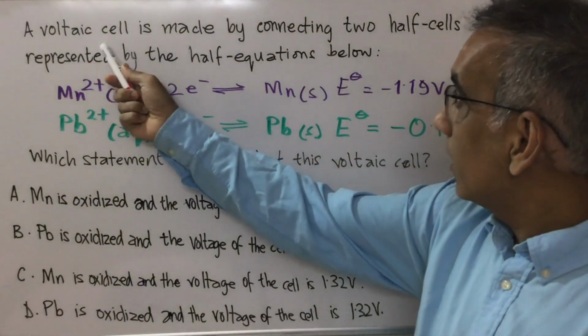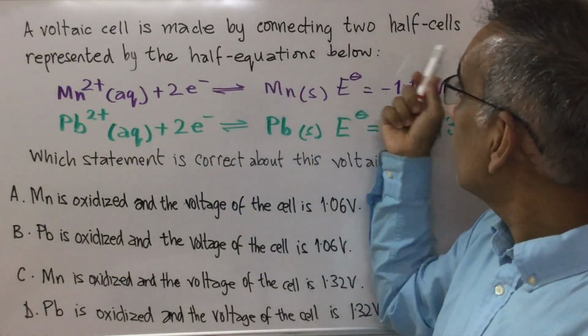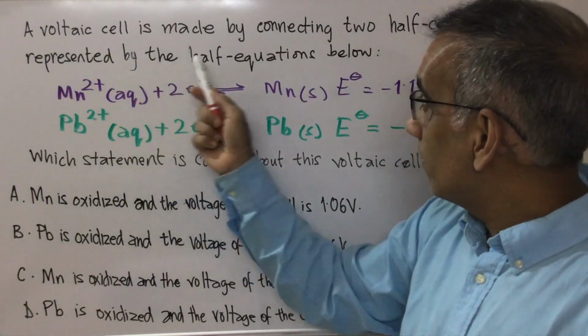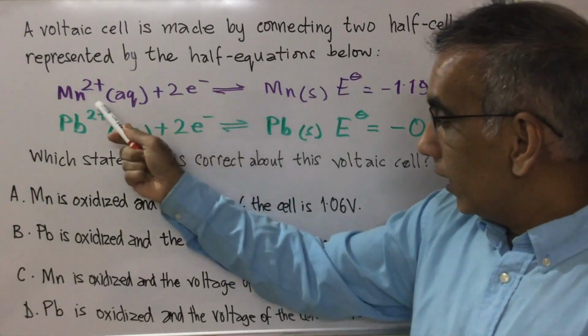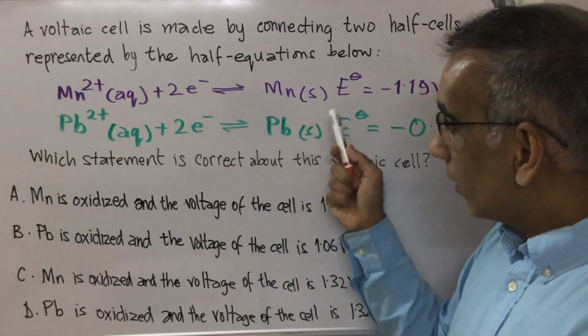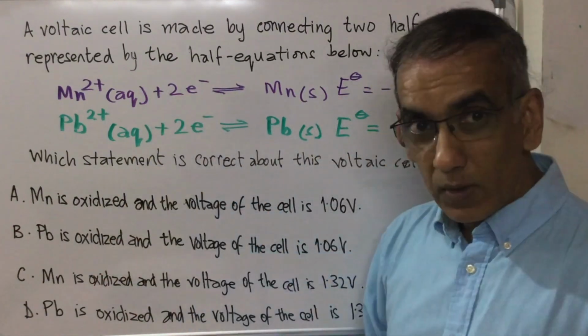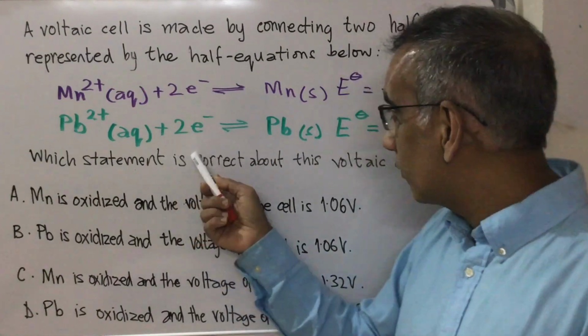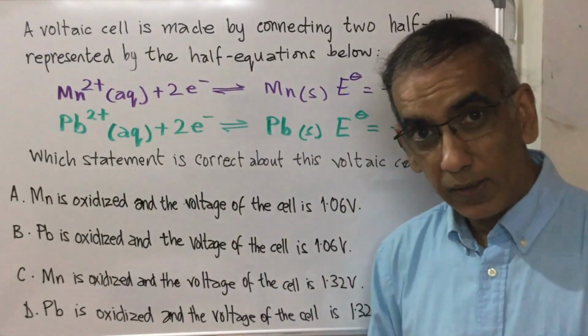A voltaic cell is made by connecting two half cells represented by the half equations below. And here you have manganese accepting 2 electrons to form solid manganese, and lead in aqueous solution also accepting 2 electrons to form lead solid.